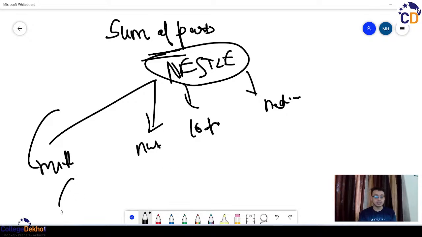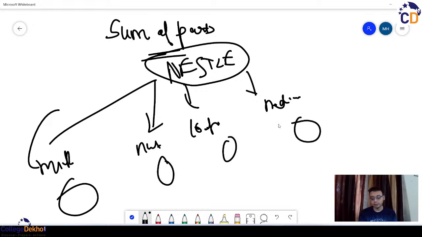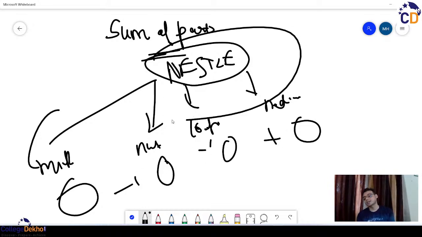ठीक है, इसकी एक सेपरेट वैल्यू आएगी, इसकी एक सेपरेट वैल्यू आएगी. And once you have the separate value for all these, add them, and once you add this, you get the total value of Nestle. That is the sum of parts valuation.